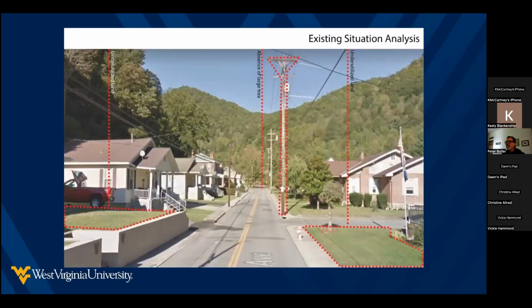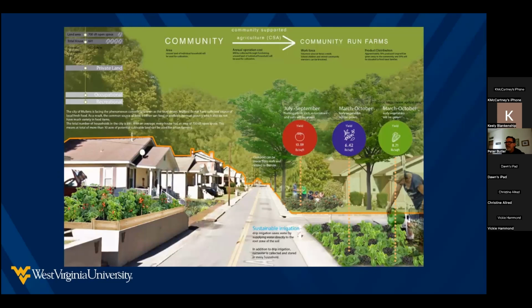This is an example of the students looking at residential landscapes. They mapped out that there were 11 acres of lawns in the community. And then they did some planning and quantification of how much food could be produced if those lawns were turned into gardens.